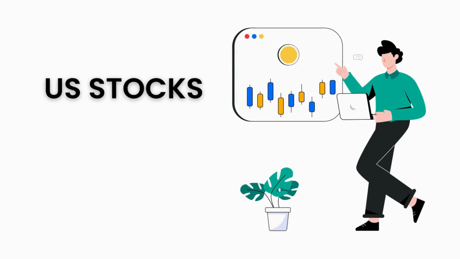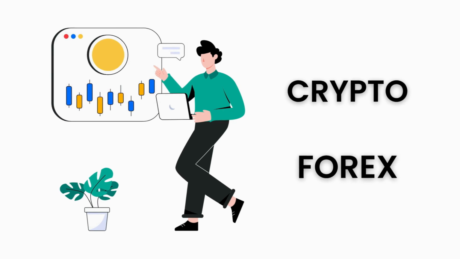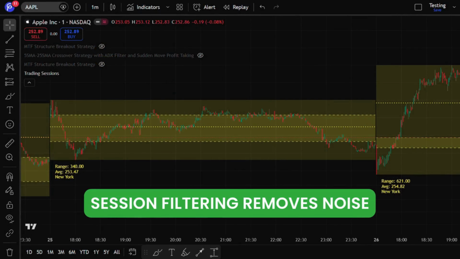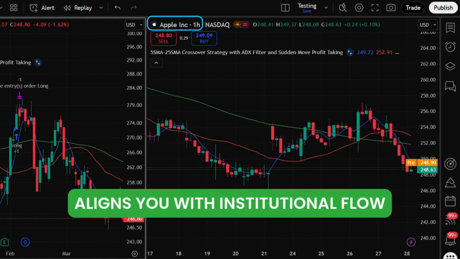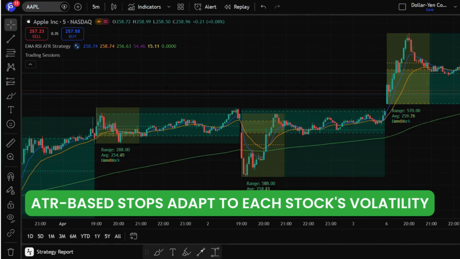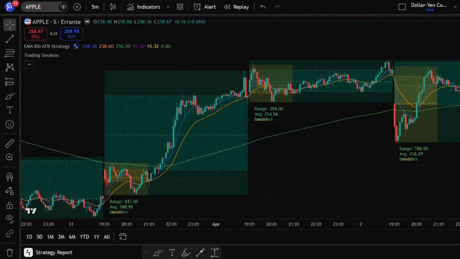So overall, US stocks and ETFs demand different strategy logic than crypto or Forex. Session filtering removes noise. Multi-timeframe confirmation aligns you with institutional flow. ATR-based stops adapt to each stock's volatility. Stop fighting the market structure. Build strategies that work with it.